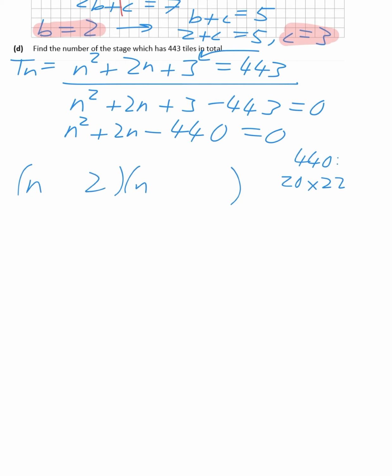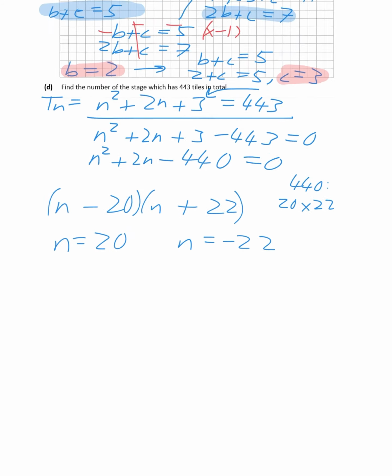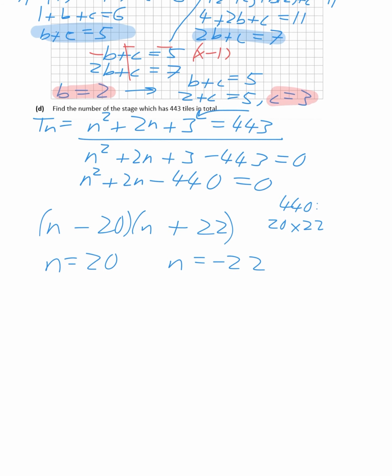So if we had 20 and 22, I could see if I took 20 away from 22, I'd get plus 2, which is the coefficient of n. So I know that this is going to work. It has to be plus 2, so it's going to be plus 22 minus 20. So that means n is equal to 20, or n is equal to minus 22. Now, we are asked to find the number of the stage, so we can't have a negative stage, so it can't be that one. So our answer has to be 20, and that's it.